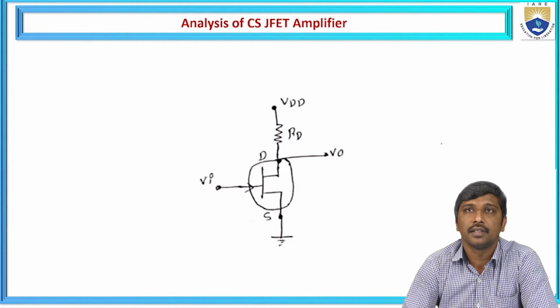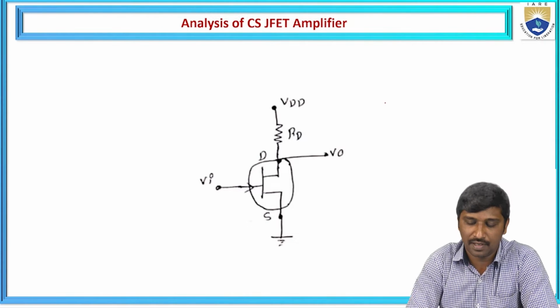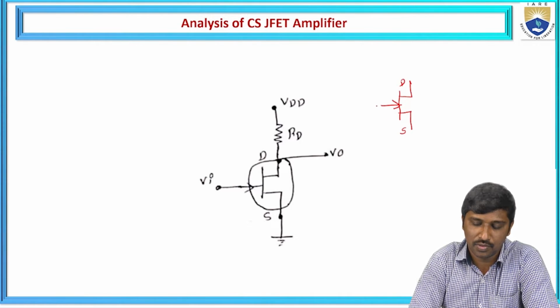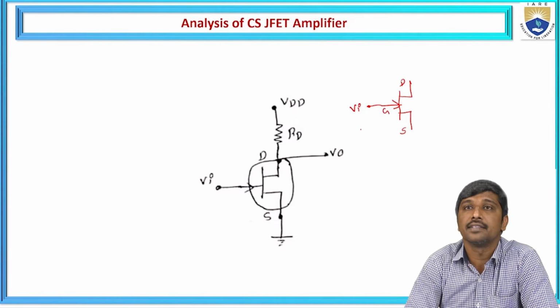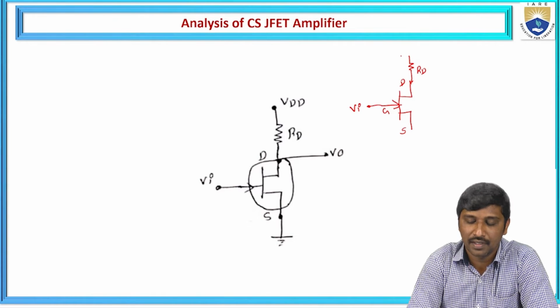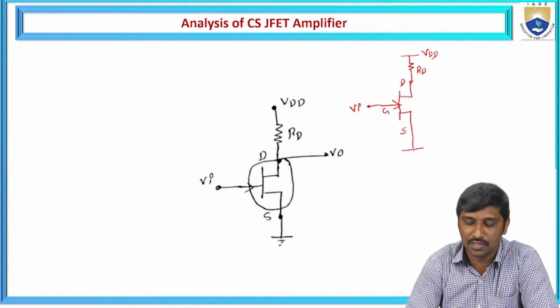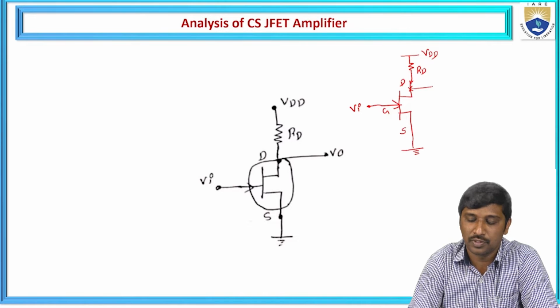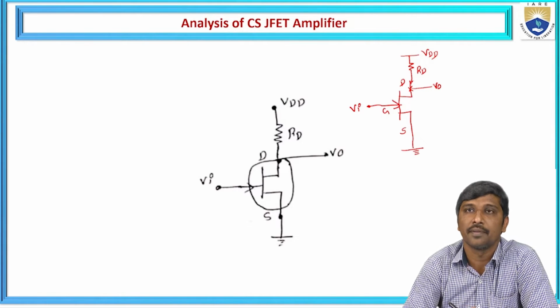Let us consider a common source JFET amplifier. Here I consider the JFET, and we know it has three terminals: the drain, the source, and the gate. Here the gate acts as the input side, hence it is represented as the input side. A biasing resistance, represented as capital RD, is connected to the drain and biased with the voltage VDD. The source is common for the input side and the output side, and the output is measured across the output side.